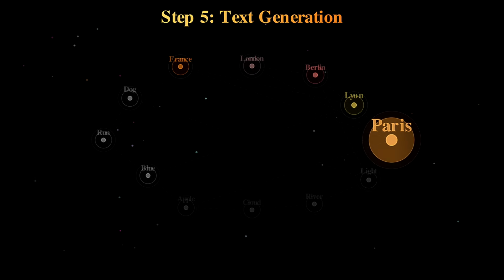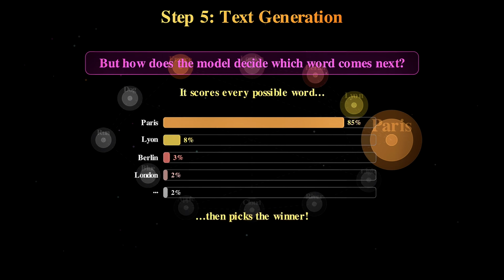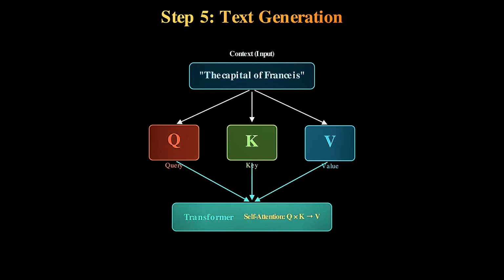But how does the model decide which word comes next? How does it choose Paris over Lyon or Berlin? Let's trace the full process. The context, the capital of France is, enters the transformer. As we saw earlier, it uses query, key, and value representations with self-attention to build a rich contextual understanding of the input. Now comes the crucial next step.